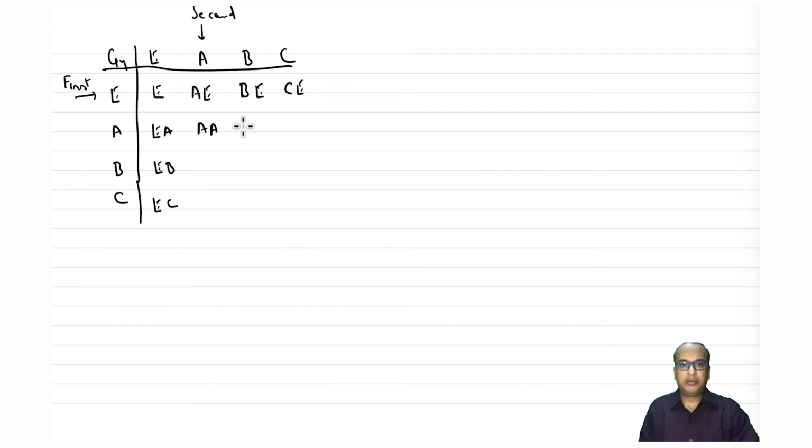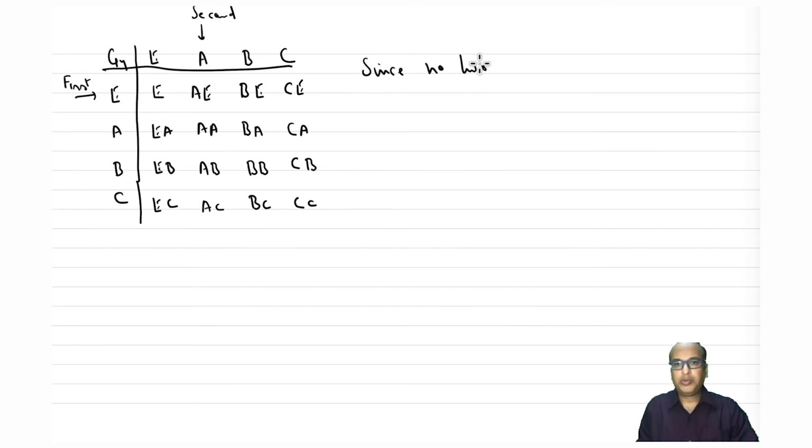Now let's also write down, this will be AA, this will be BA, CA. We will see how to solve this. Then this will be AB and AC. This will be BB, BC, CB, and CC.